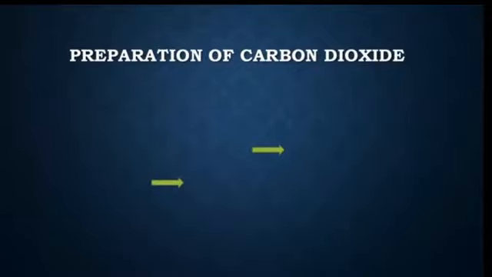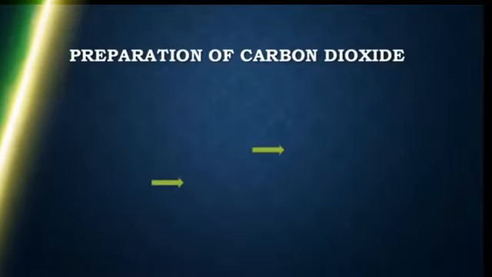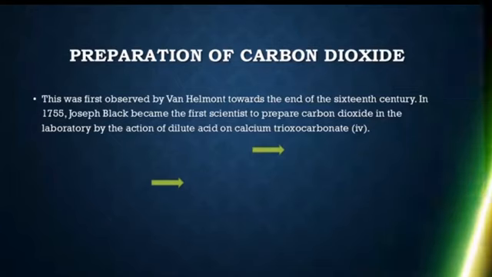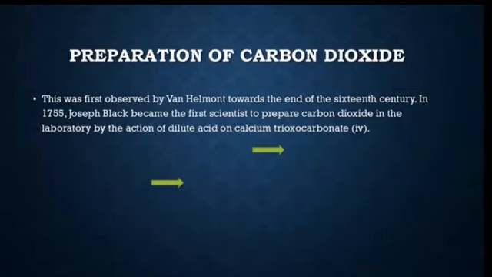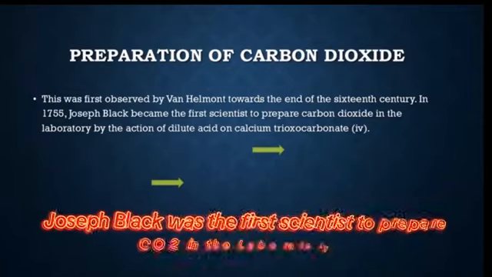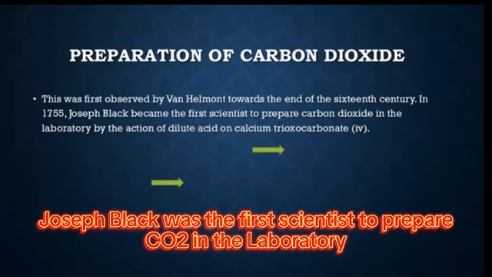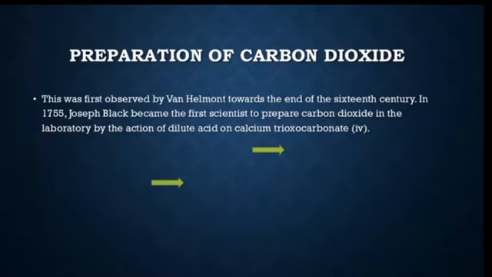Preparation of carbon dioxide. How is carbon dioxide prepared in the laboratory? So, let's talk about the laboratory preparation of carbon dioxide. This was first observed by von Helmont towards the end of the 16th century. He was the first person to come about the idea. In 1755, a scientist by name Joseph Black was the first scientist to prepare carbon dioxide, or carbon 4 oxide, in the laboratory by reacting dilute acid with calcium trioxocarbonate(IV).